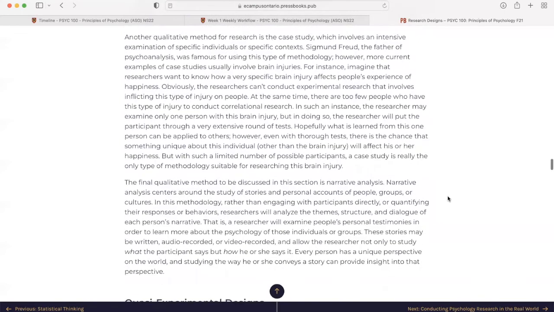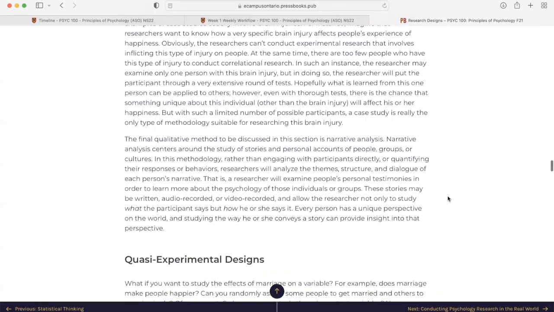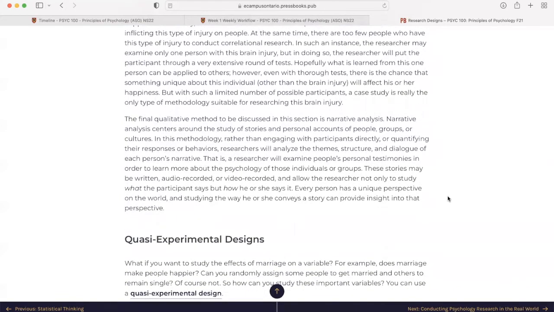The final qualitative method to be discussed in this section is narrative analysis. Narrative analysis centers around the study of stories and personal accounts of people, groups, or cultures. In this methodology, rather than engaging with participants directly or quantifying their responses or behaviors, researchers will analyze the themes, structure, and dialogue of each person's narrative.